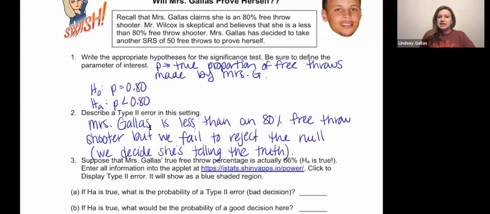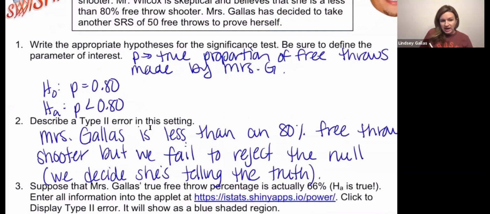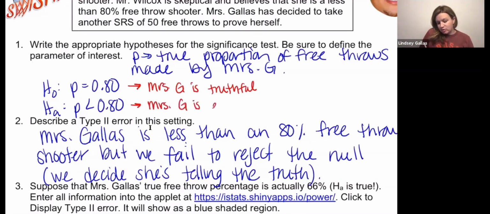Now, one thing I'd like to add to this is putting it into context. What does this mean? I find that really helpful, especially when you're getting into describing your type 2 error, but also when we get into our interpretation and a bit about power. On my null hypothesis, if I say the proportion equals 0.80, what does that mean in context? Well, if this is true, what it means is that Mrs. Gallus is truthful. So I am telling the truth when I say I'm an 80% free throw shooter. And then my alternative, if I'm actually less than an 80% free throw shooter, then we would say that I am exaggerating or I am lying.